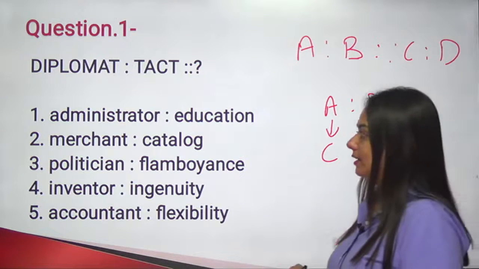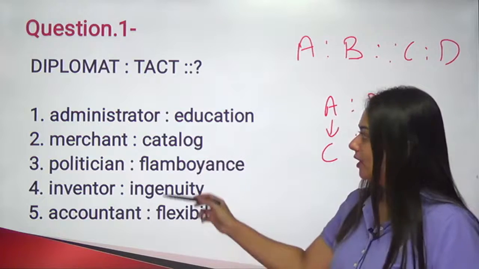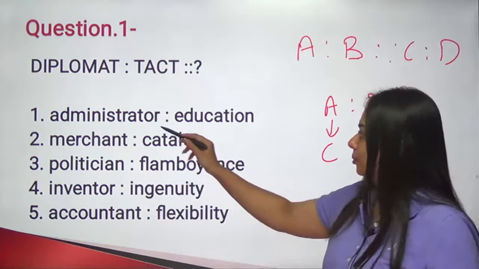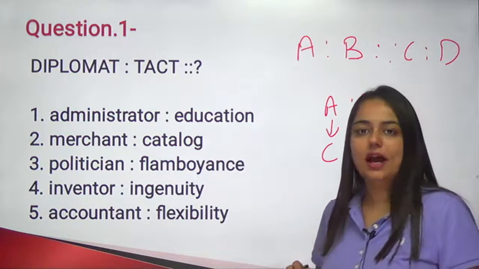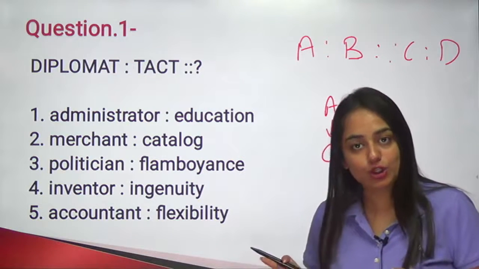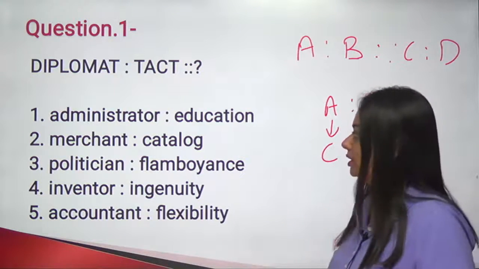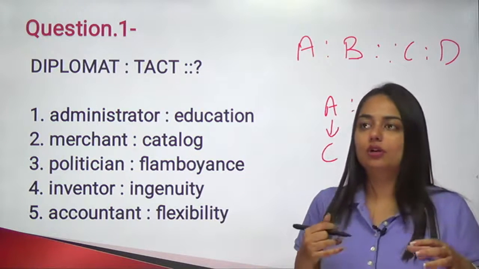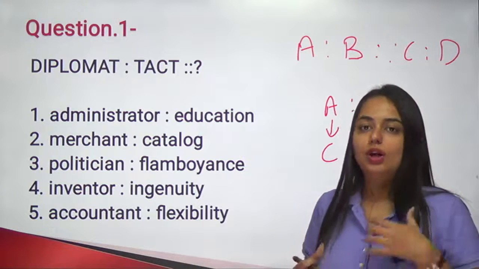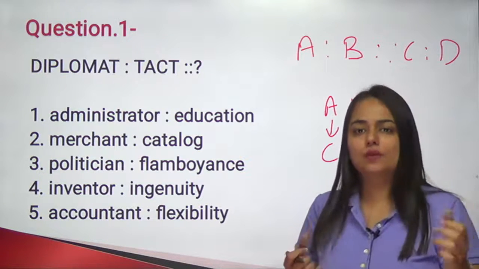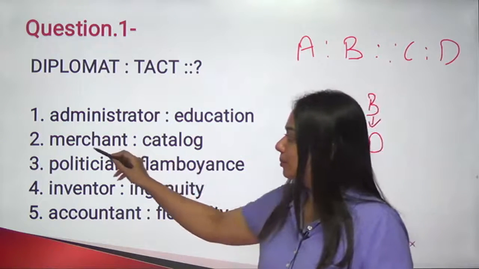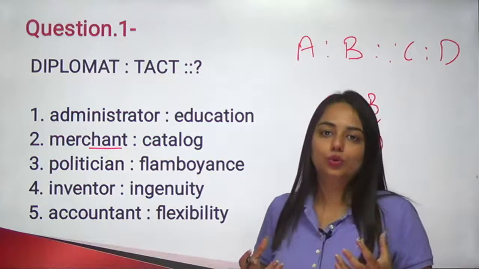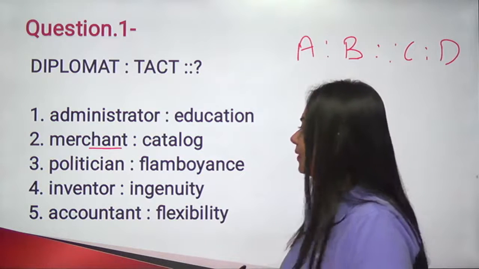Diplomat is to tact, and then in the options we have administrator, people who manage things. Administrator is to education. Does the administrator only manage education and nothing else? Think about it. Merchant is to catalog. Catalog is a list of items, or it can be mishaps also, or events also. It's a list of something. A merchant is a person who sells or buys a good, particularly only one good, and he specializes in it.